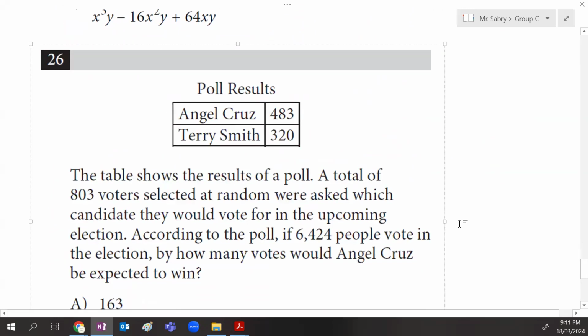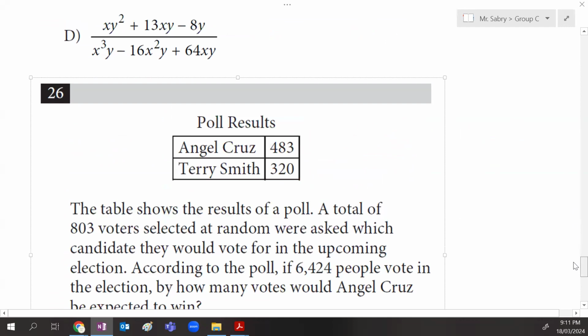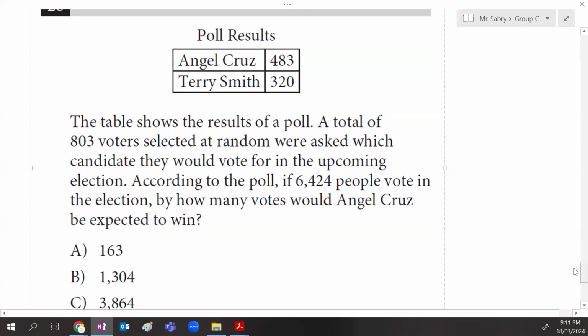26, Angel Cruz, Terry Smith, poll results. The table shows the results of a poll. A total of 803 votes selected at random were asked which candidate they would vote for in the upcoming elections. According to the poll, if 6,424 people vote in the election, by how many votes would Angel Cruz be expected to win?